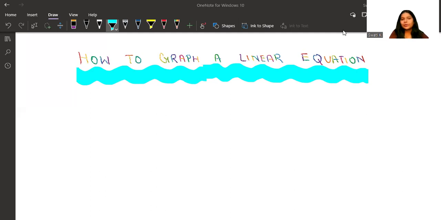So in today's video, we are going to understand how to graph a linear equation. So first, let us understand about linear equation. What is a linear equation? I'm just going to take one example. This video is going to be very short, so make sure you watch this video till the end to understand how you can draw the graph for the linear equation.